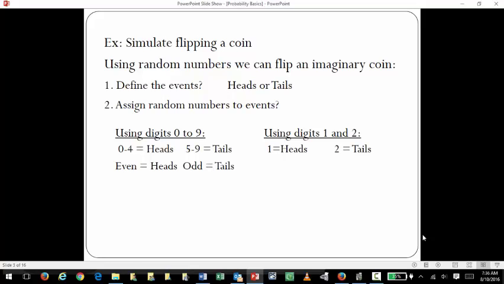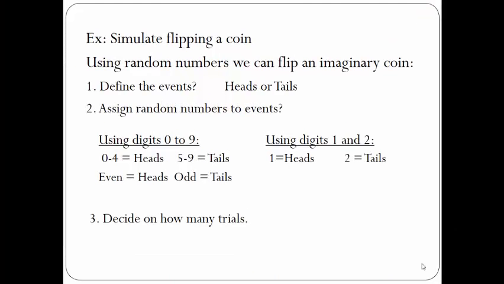Let's say that we want 1 to be heads and 2 to be tails. Let's say that we'd like to do 5 trials. One way we might see that written is as the number of trials. We'll try 5 flips of a coin, or we could say we're going to flip 5 coins at one time. Either way, we're talking about the same thing. Then we execute the simulation.